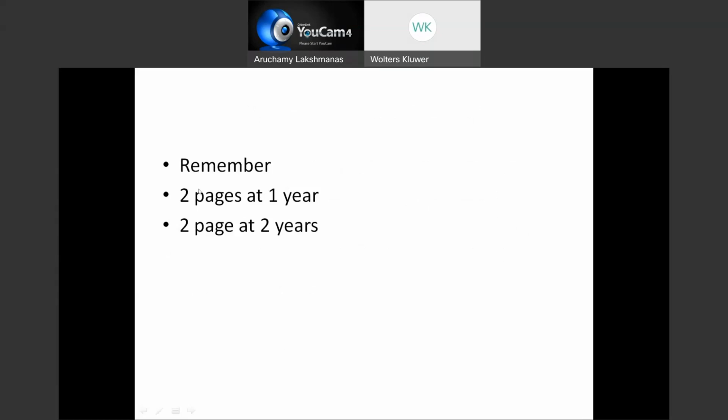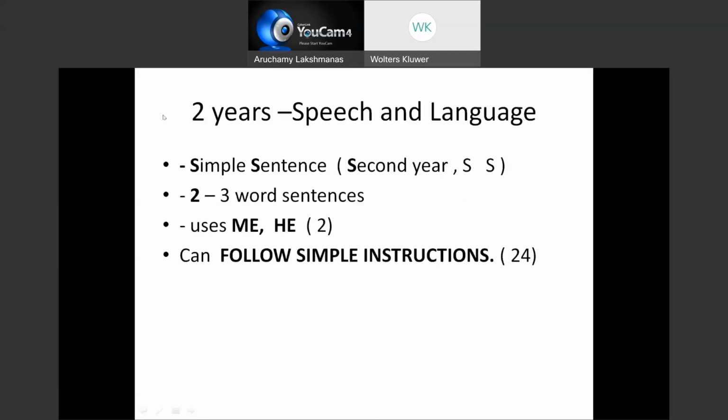1 year, 2 pages at a time. 2 years, 1 page at a time. So speech and language: it can speak simple sentences by the second year, 2 to 3 word sentences. It uses me, he, all those things, and can follow simple instructions. So you can easily remember simple sentences by second year, 2 word sentences, uses me, he, all those things.